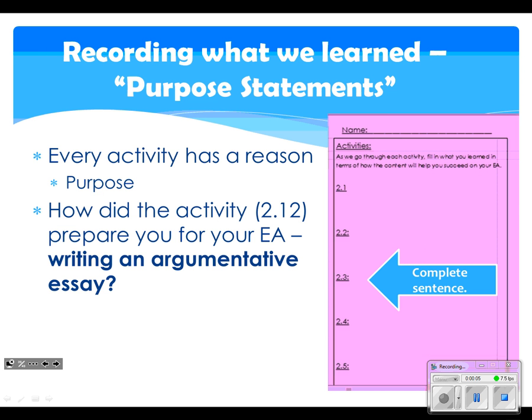Okay, last week we touched on activity 212, and that was your first intro in this grade for logos, ethos, and pathos. So how is your understanding of the three persuasive appeals going to prepare you to write an argumentative essay? Go ahead and write your purpose statement on your bookmark.